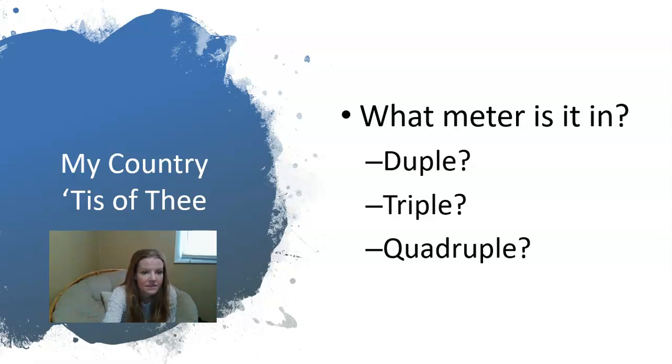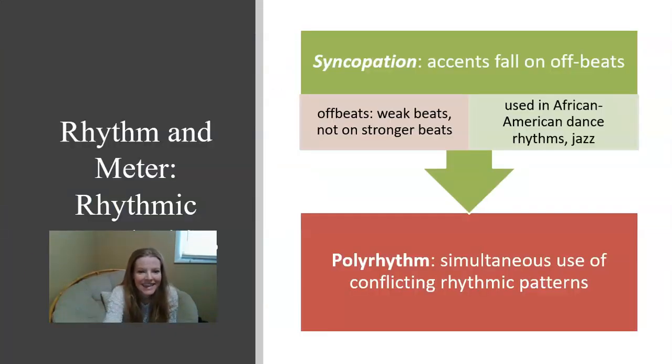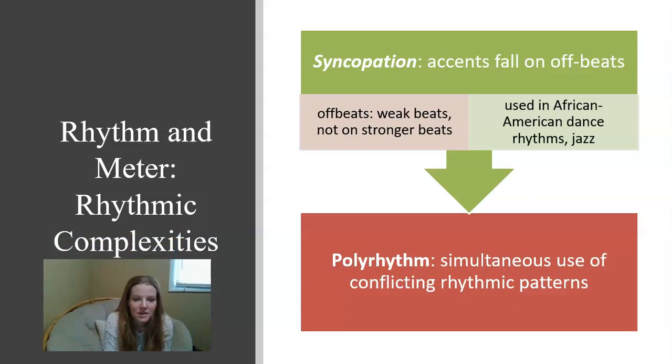Okay, last thing for you to know, and then we've covered all of the things we're going to cover in this, is 2 other terms. Syncopation, which is when accents fall on off beats. Off beats are weaker beats. They're not the strong beat. They are not beat 1. So things that happen when they're not supposed to happen.